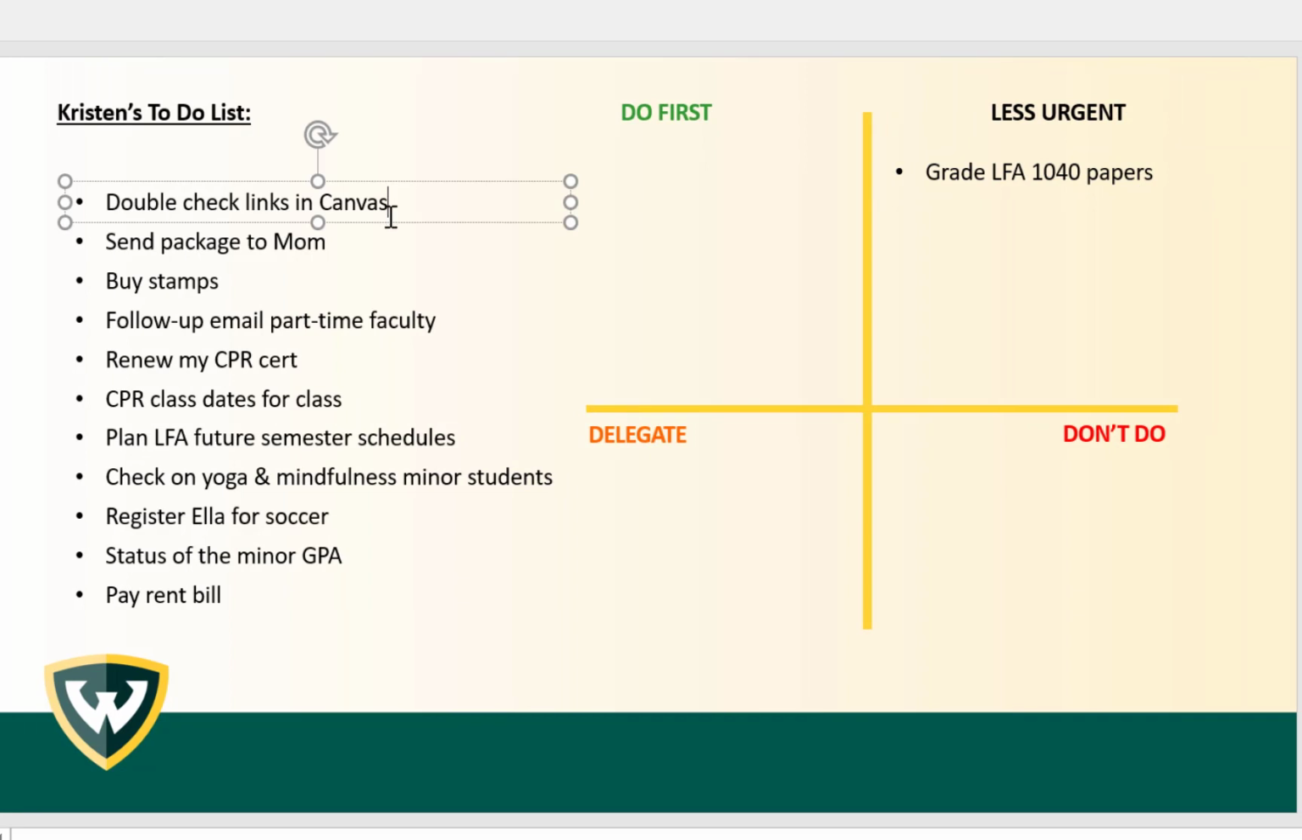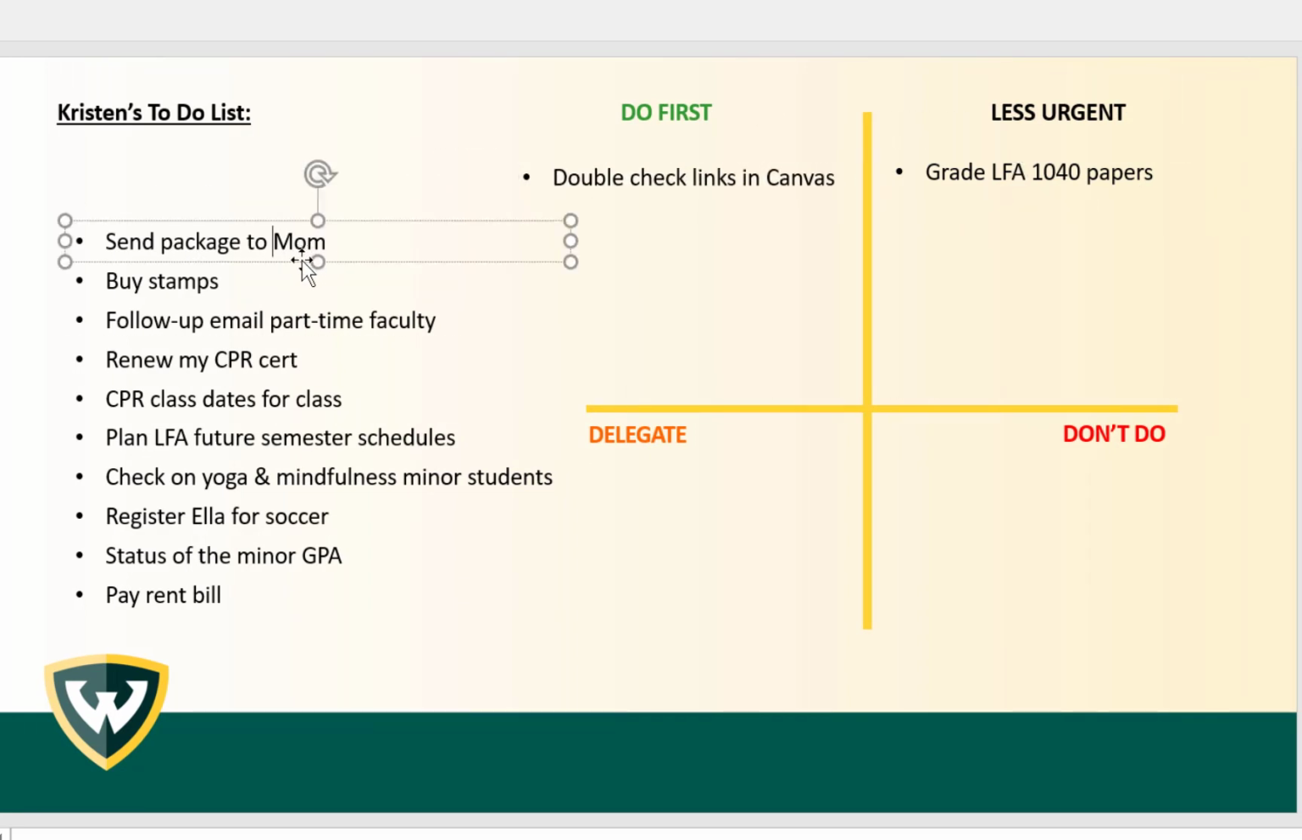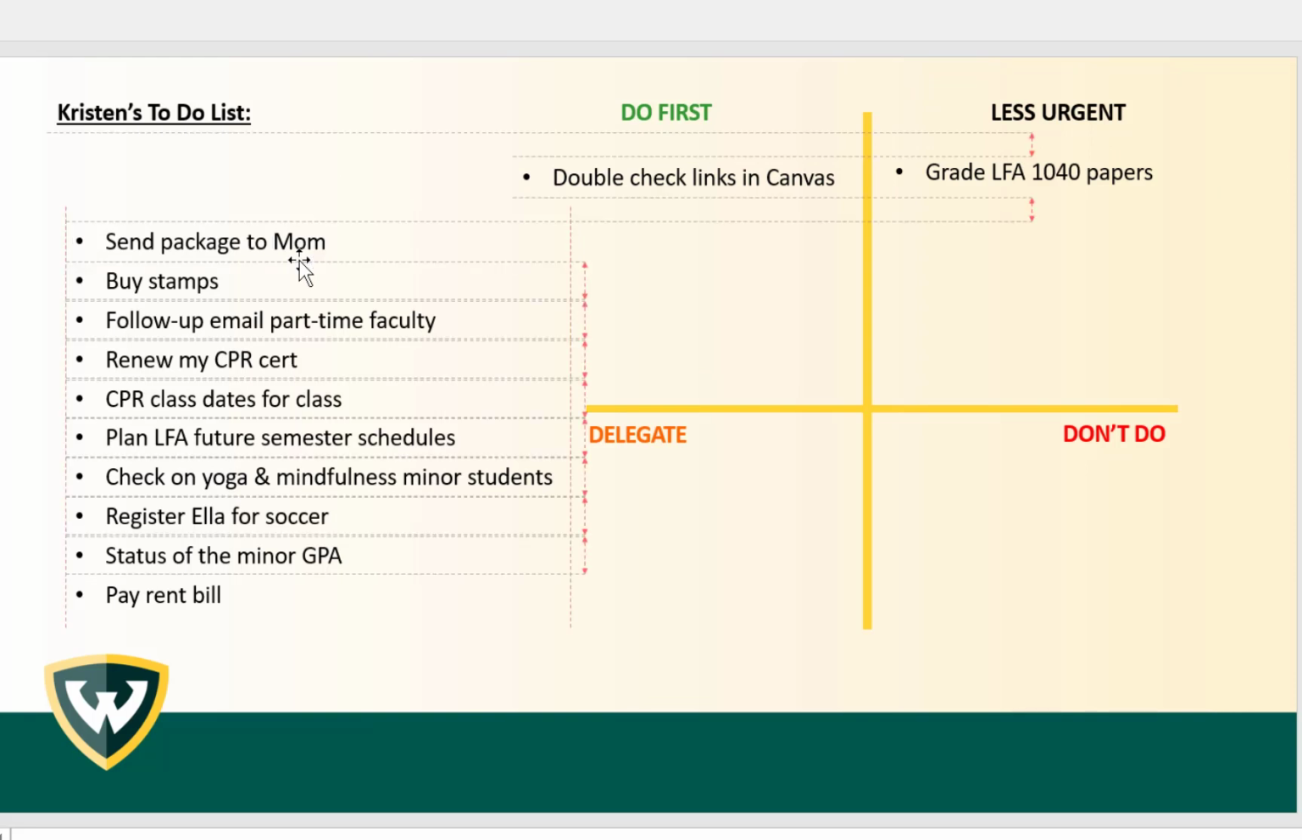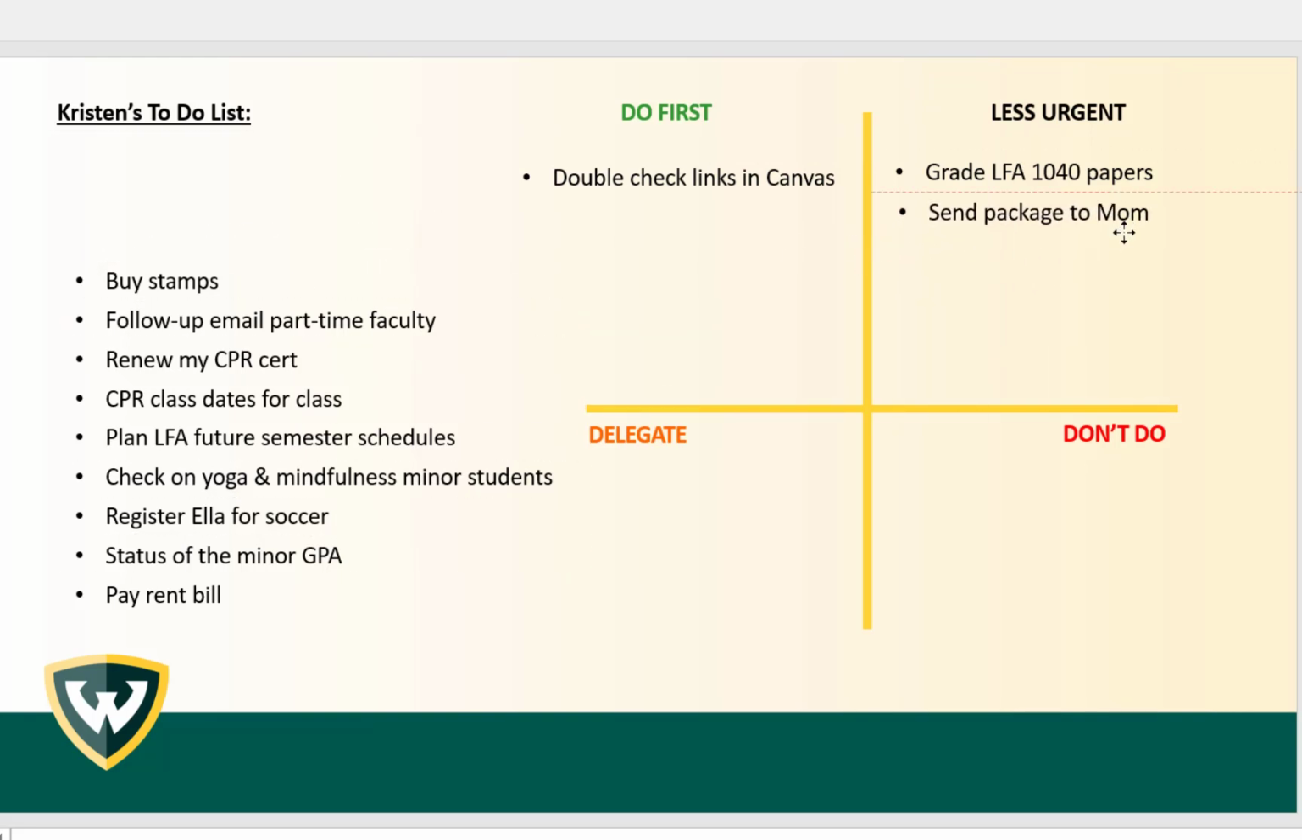Double check links in Canvas. I have to do that right away. Students are in there right now. Send my package to my mom. It is her birthday, but it's not her birthday for 2 weeks. Buy stamps. How about I ask someone in my family to buy stamps? Maybe my husband.